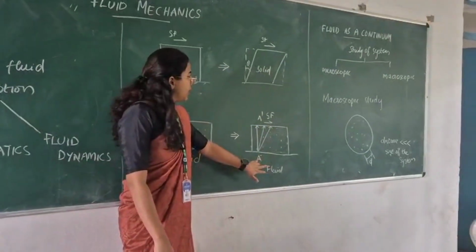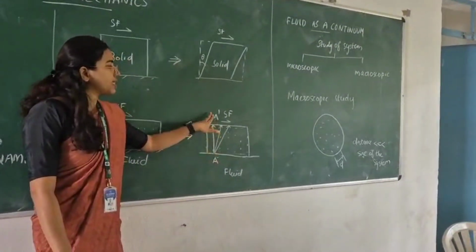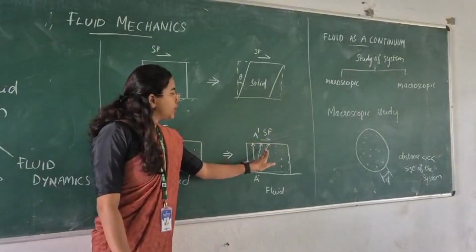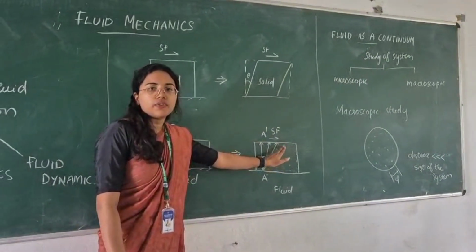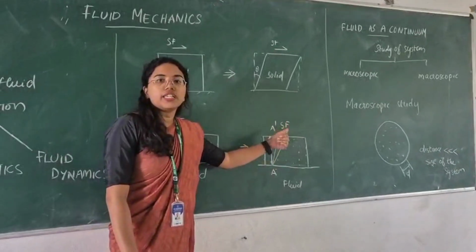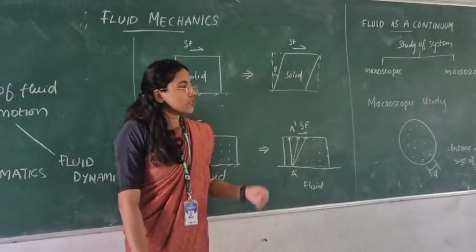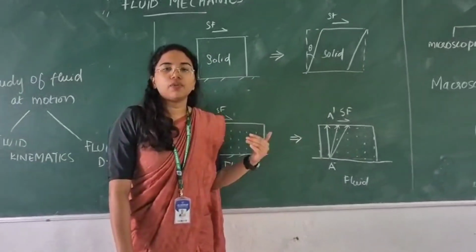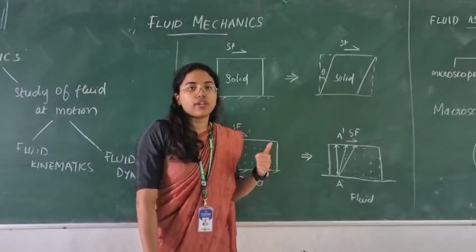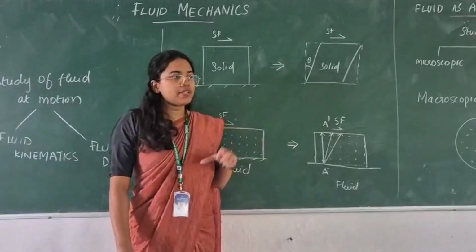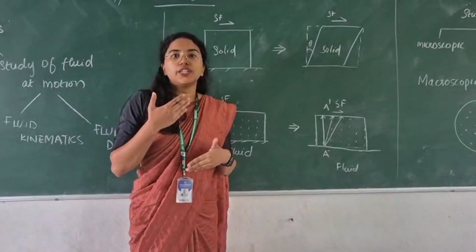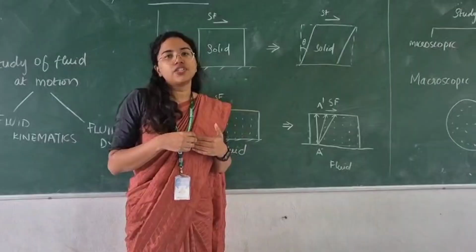Similarly, if we consider two points A and A1, and I apply a shear force on the point A1, this will continue to deform as long as the shear force is present. This property of continuous deformation under the action of shear force or tangential force is called the flow property. So from this we can define a fluid as a substance which shows continuous deformation under shear stress.